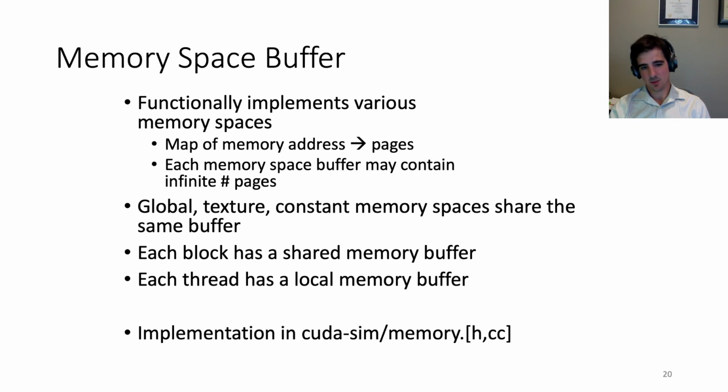The other types of memory that are not globally visible, like the shared memory and the local memory, each of these has their own buffer, and these buffers are on a per block and a per thread basis. If you're interested in how the memory is actually implemented functionally, all of this is inside the memory.h and memory.c files inside cuda-sim.